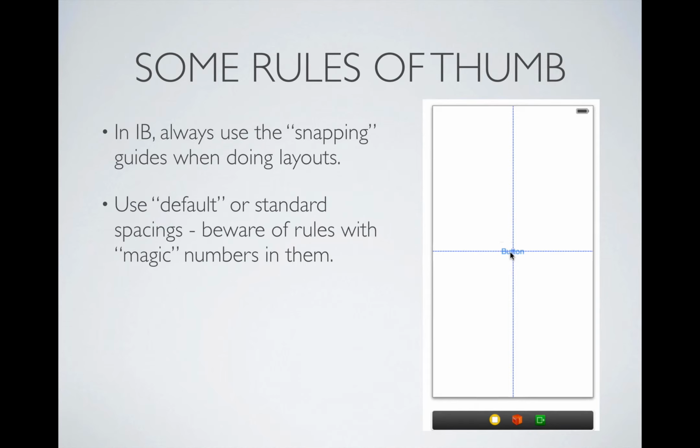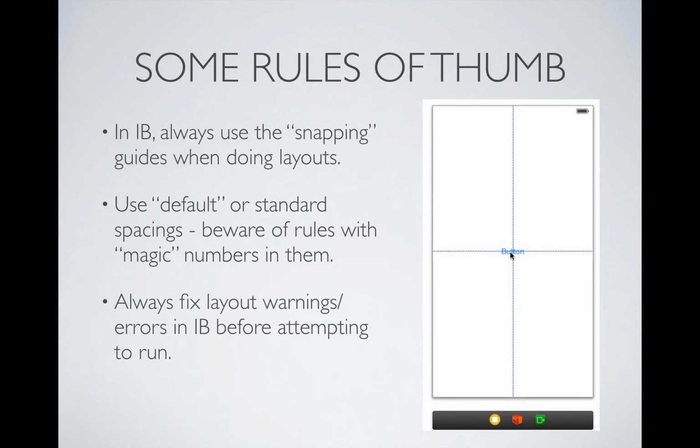Similarly, when you're moving things up against the edge of the super view or even next to another peer view within a super view, make sure you always use the default or standard spacing. And you can tell when you have that setting, because when you move something close to another thing, you'll actually see the little dotted blue lines show up. Beware of any rules with magic numbers in them. So if you find yourself manually setting these numbers to arbitrary values, you might be violating some of Apple's user interface guidelines, or you might be doing something wrong. Not always, but just pay attention.